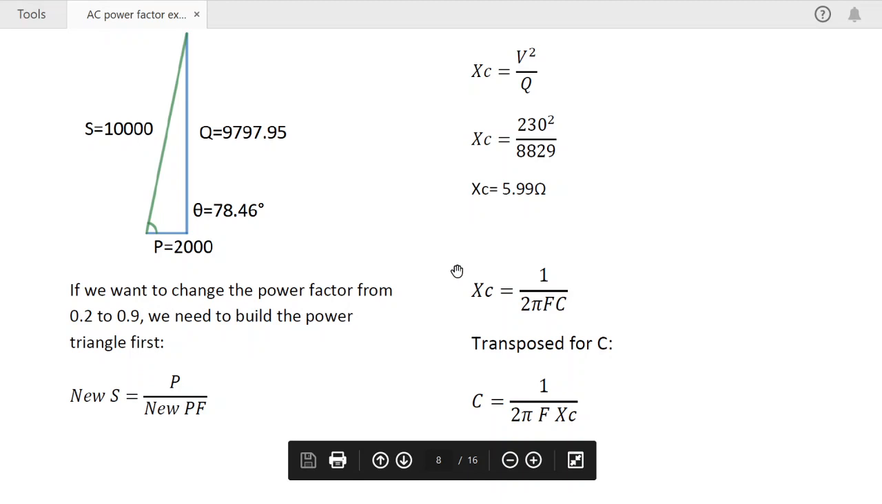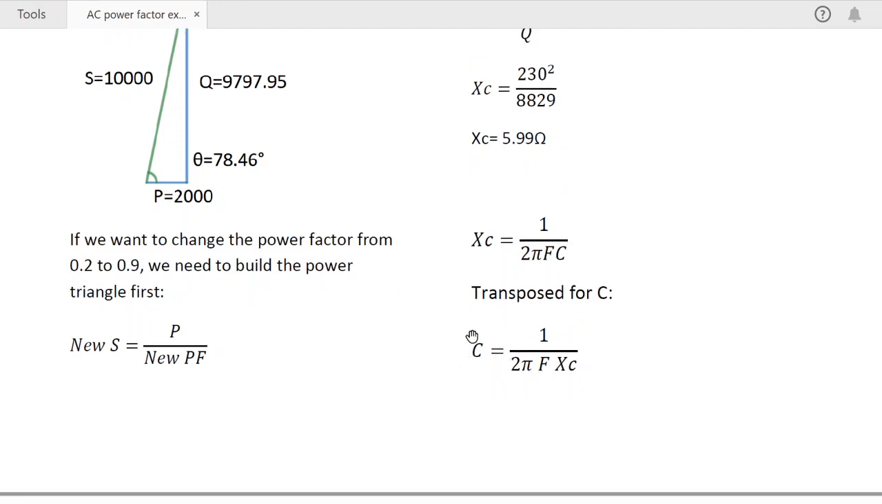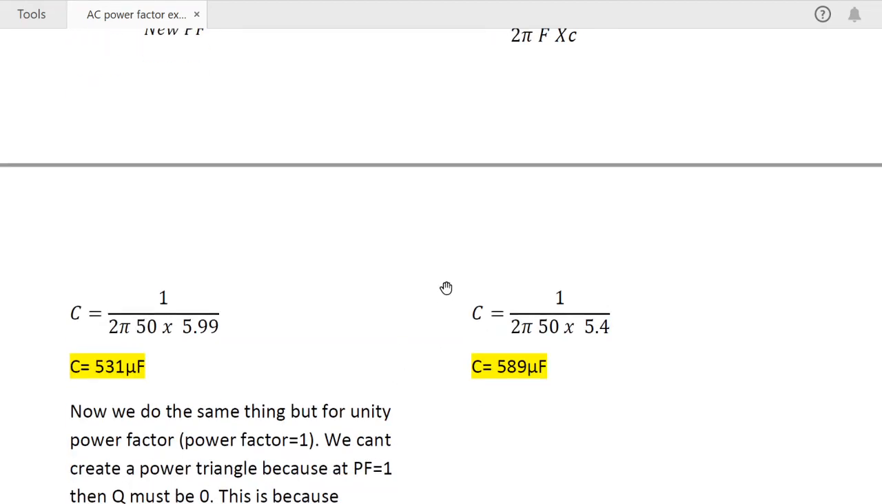To work out our capacitance, we're going to use this formula here: XC equals 1 over 2 pi F C. Just like before, we're going to have to transpose that formula. So we're working out C, because we already know our XC. We don't know what the C is, so we transpose it. So it will be C equals 1 over 2 pi F times XC. And we substitute in the values that we know. 50 Hertz was our frequency, 5.99 ohms was our capacitive reactance. And if we do that formula, we should come out with a capacitance of 531 microfarads, which is a big capacitor.